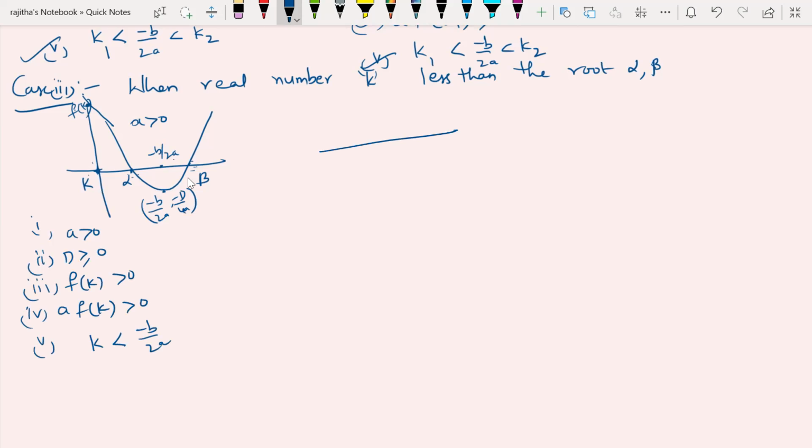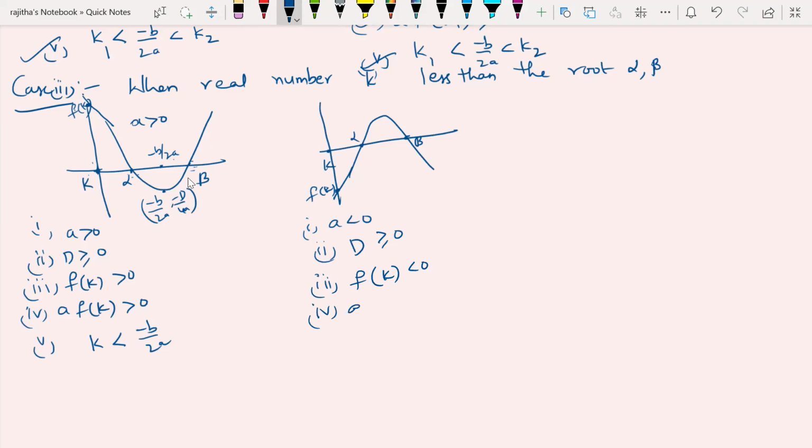In this graph, here I am taking k, alpha, beta, c. This is nothing but f of k. A is less than 0, the first point. The second point is discriminant is greater than or equal to 0. F of k is less than 0. A into f of k is greater than 0. The last condition is that the k value is also less than minus b by 2a. This is the maximum point, minus b by 2a comma minus D by 4a.